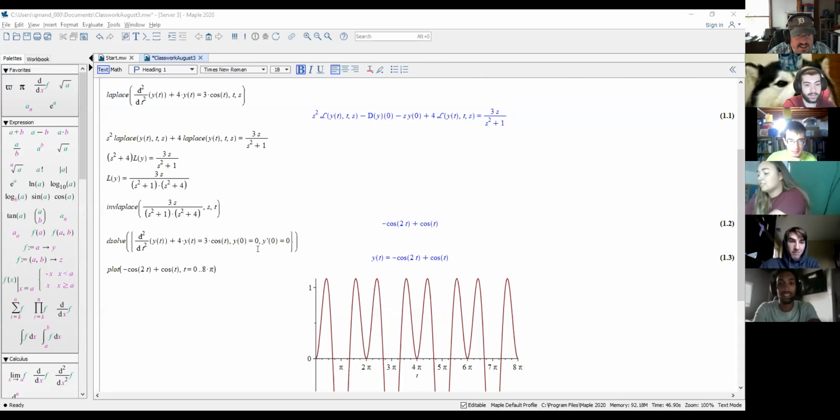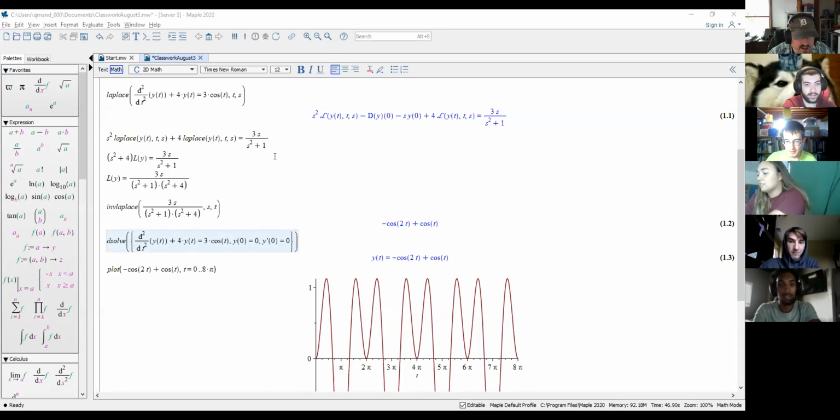Anybody want to desolve it? Anybody at all? All the other students sitting there staring blankly at your screen. Quentin steps forward and says, I can do it.